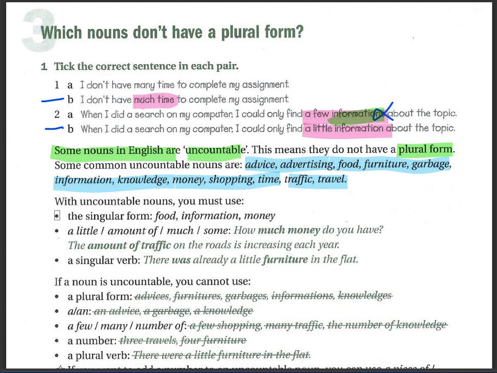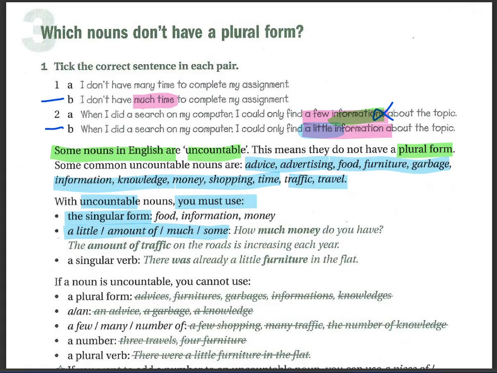With uncountable nouns, you must use... Look at the first rule, it's really important, the singular form. So, if a noun is uncountable, we use the singular form. Look at here, food, information, money. We use a little, amount of, much, some. So, with uncountable nouns, we use a little. Okay, as you can see in the example, a little information.